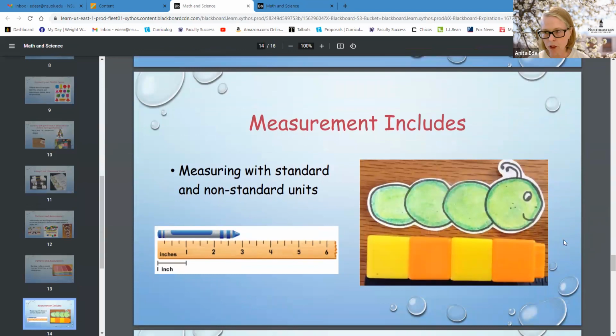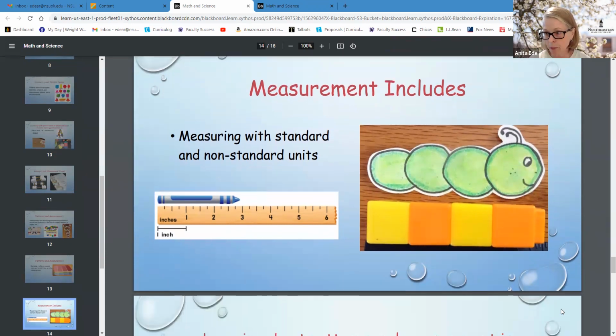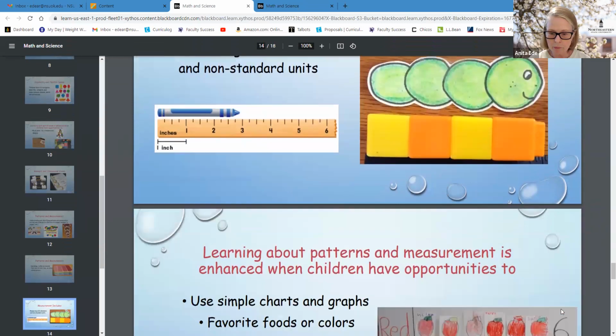Measurement, you're going to be held responsible for teaching measurement. If you're teaching pre-K and kindergarten, it's going to be all non-standard units. You're going to have them use their feet to measure big items. You're going to have them use maybe crayons or Unifix cubes or pens or pencils or markers, but they do not use a ruler in pre-K and kindergarten.